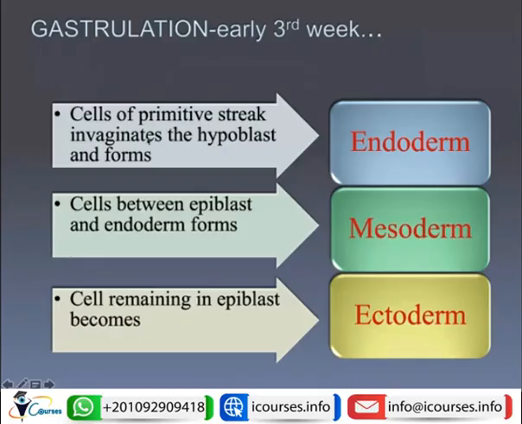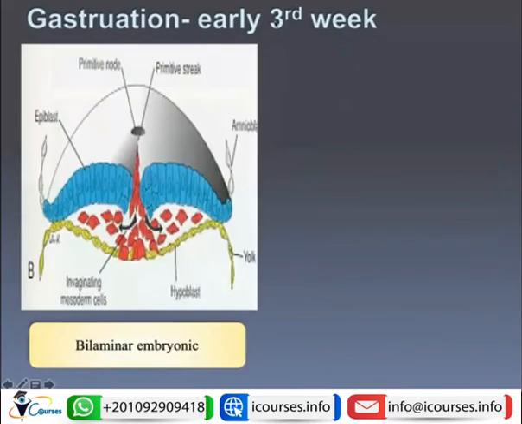And from this, later on, we will have the distinctive three germinal layers. So the endoderm, the mesoderm, and the ectoderm will develop according to the different stages of differentiation. The cells of the primitive streak will invaginate the hypoblast inferiorly, forming the endoderm. And the cells between the epiblast and the endoderm will form the mesoderm, while the remaining cells of the epiblast will form the ectoderm. So here is the gastrulation.